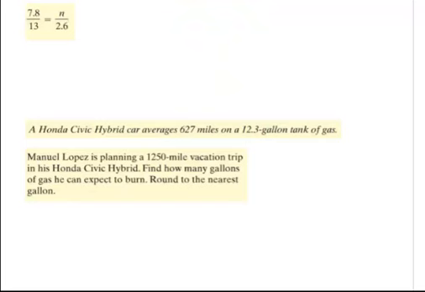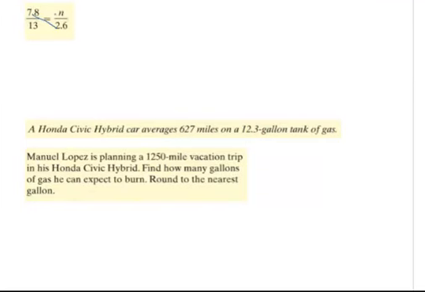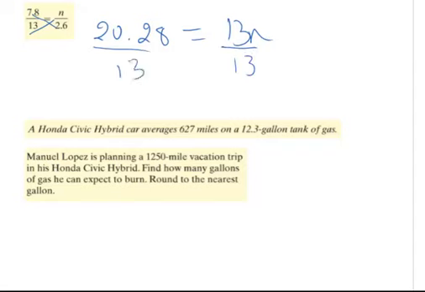All right, so we have another problem that's very similar. Again, I'm going to take 7.8 times 2.6. So 7.8 times 2.6 leaves me with 20.28 is equal to 13 times n, which is 13n. So now when I divide both sides by 13, I'm coming up with 1.56 is equal to n.